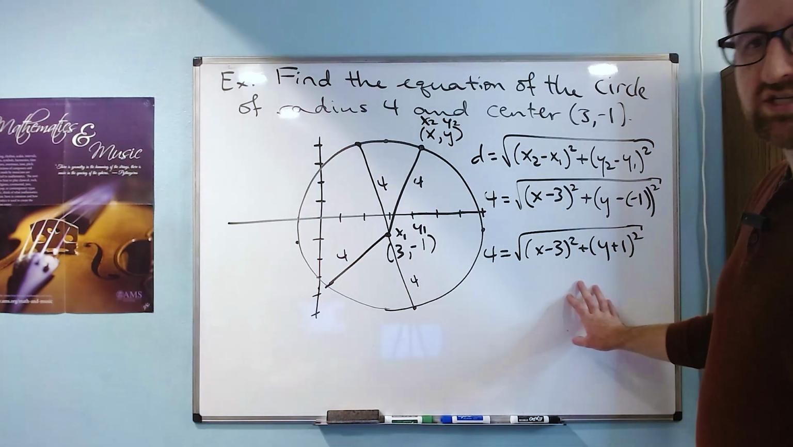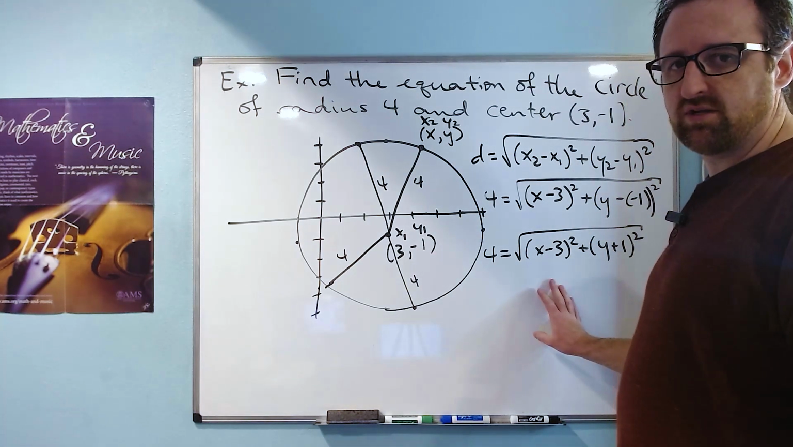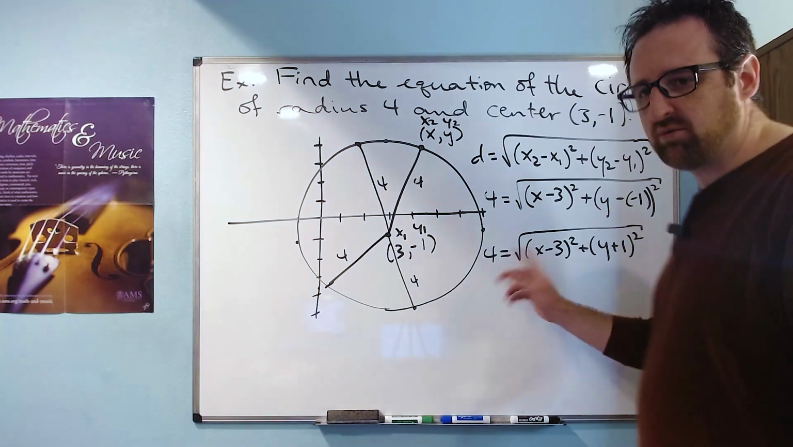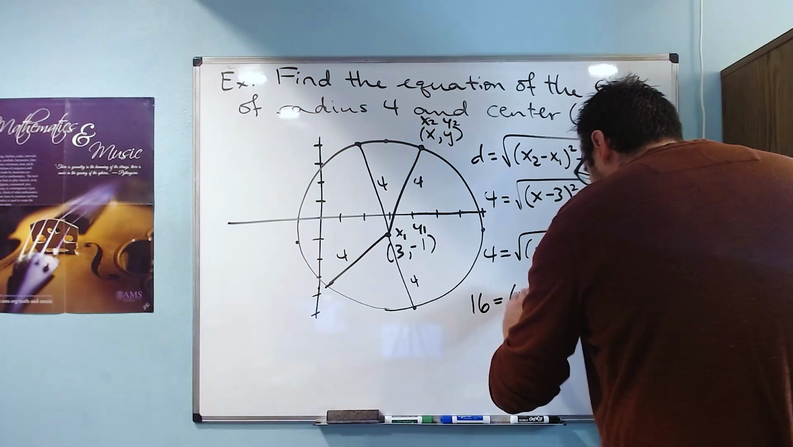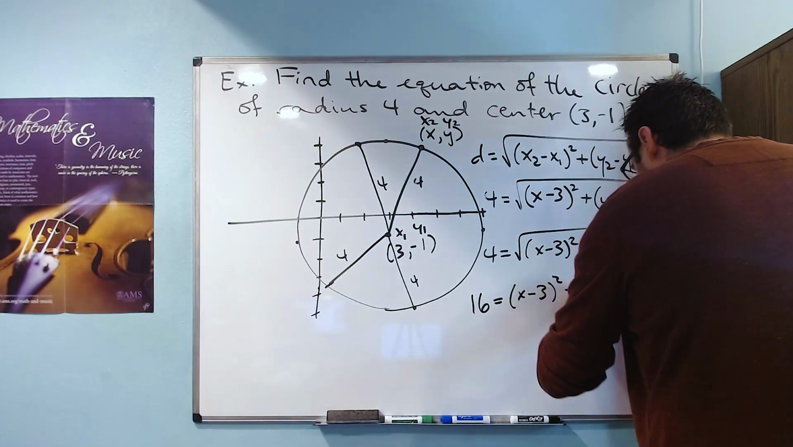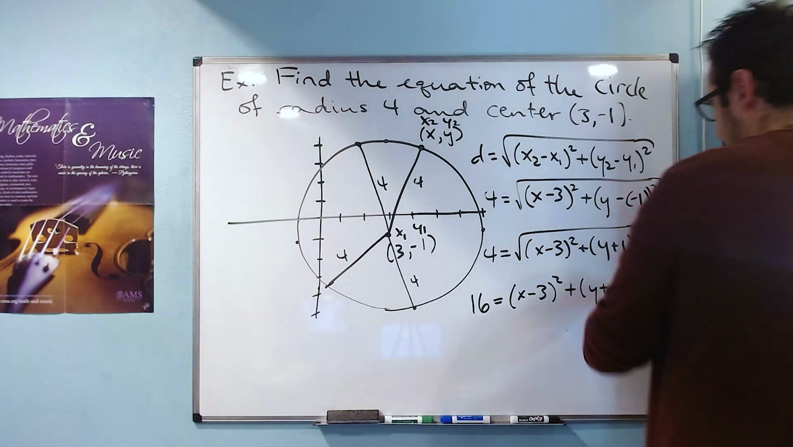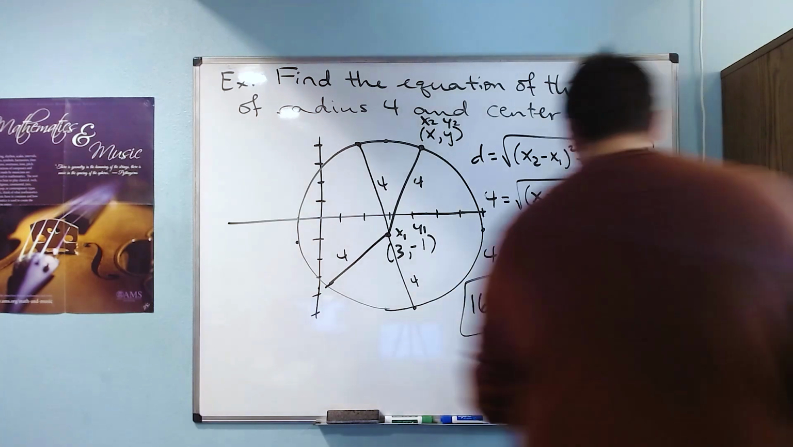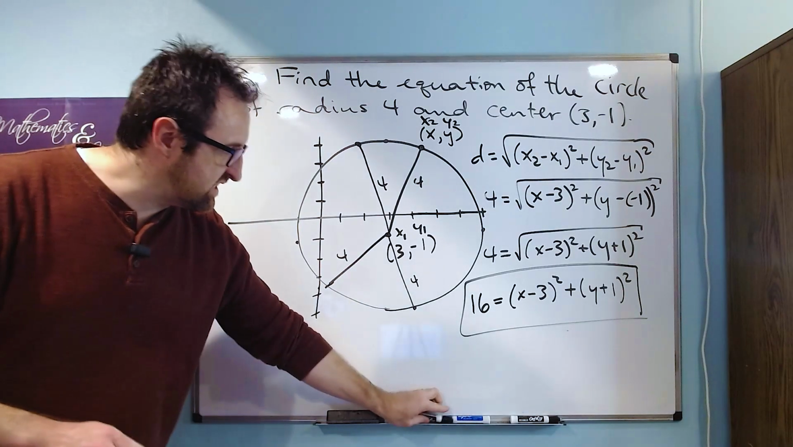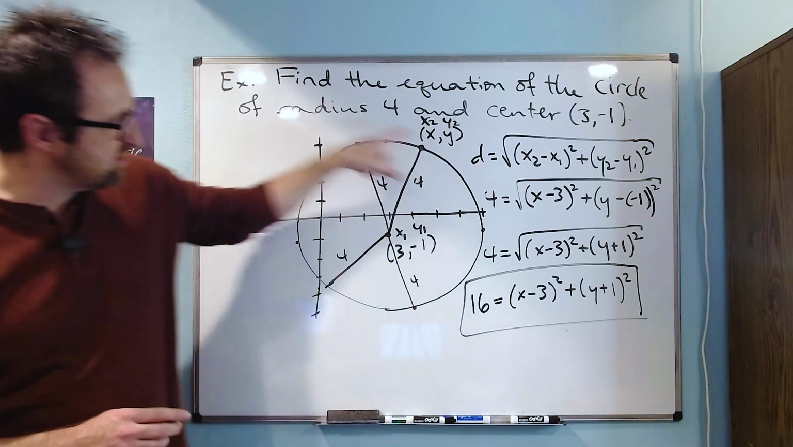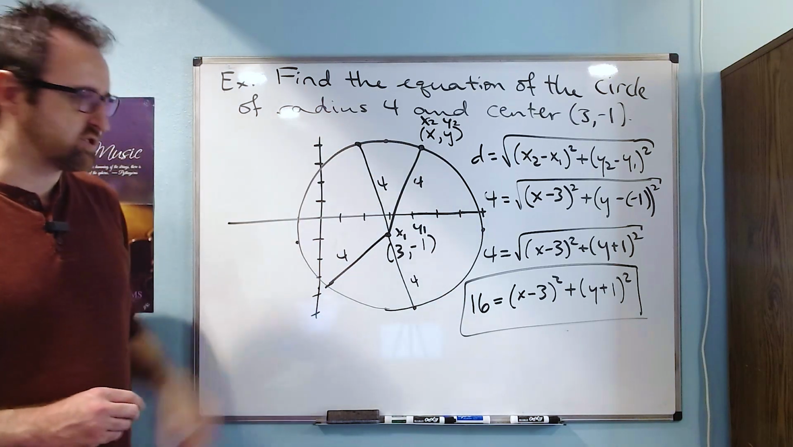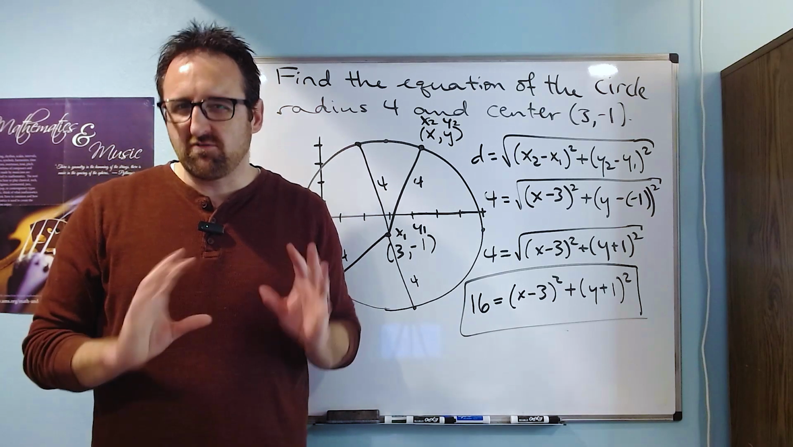Usually when we have an equation like this, we don't want to have a square root in there. It doesn't look as nice. So we'll square both sides here, and we'll get 16 equal to (x minus 3) squared plus (y plus 1) squared. And that will be the equation of this circle. So what this equation is, is a rule that's true for every single (x, y) point around this entire circle. And so that's pretty much it for our first example today.